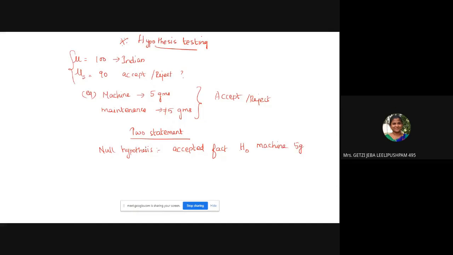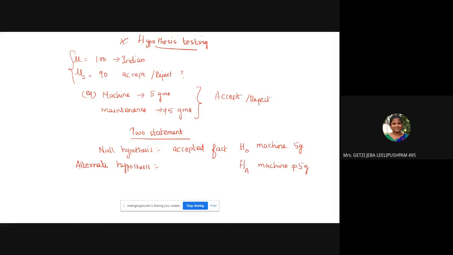Then you have the second statement called the alternate hypothesis. The alternate hypothesis is the one you do not accept: a statement contradicting the null hypothesis, which says the null hypothesis may be wrong. It is usually represented by HA or H1. For example, the alternate hypothesis says the machine did not make 5 grams.